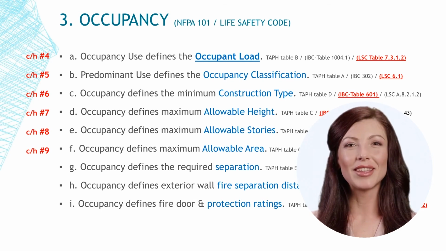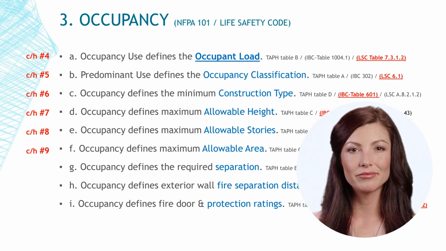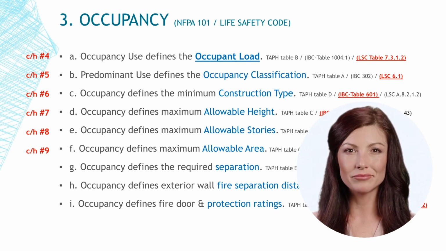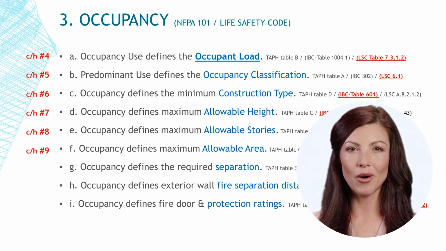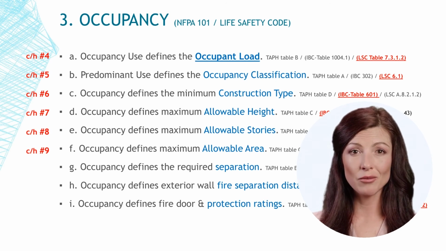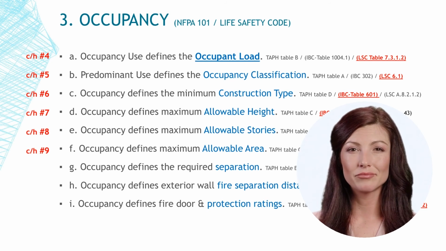Summary. A. Occupancy use defines the occupant load. B. Predominant use defines the occupancy classification. C. Occupancy defines the minimum construction type, D. maximum allowable height, E. maximum allowable stories, F. maximum allowable area, G. the required separation, H. exterior wall fire separation distance, and I. fire door and protection ratings.